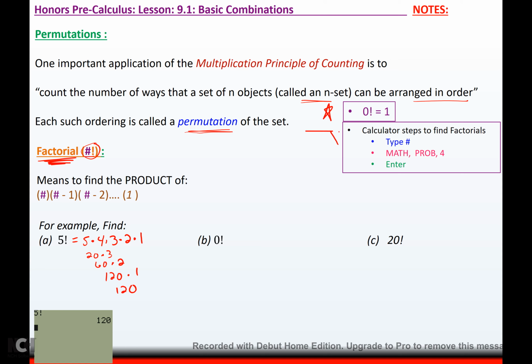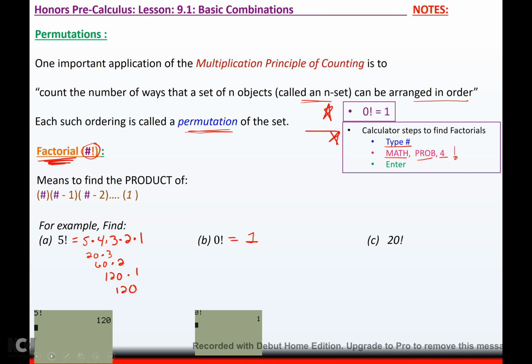Here are your calculator steps to find factorials. On your calculator screen, you type whatever number you're going to take the factorial of, hit your math key, arrow over to probability, and choose choice 4. That'll have the exclamation mark, and hit enter. So I typed 5 and then went to math prob 4. That put the exclamation mark, and enter gives me 120. You can type 0 factorial on the calculator if you want to, but 0 factorial is 1, period. You just have to memorize that.